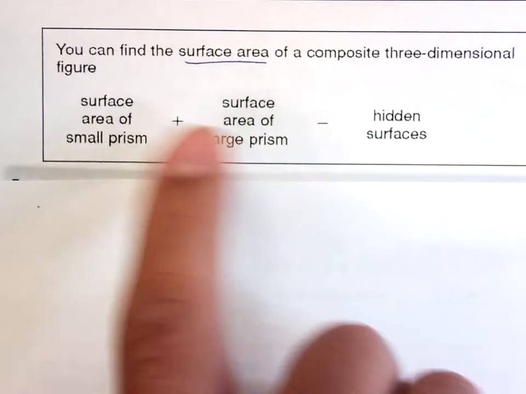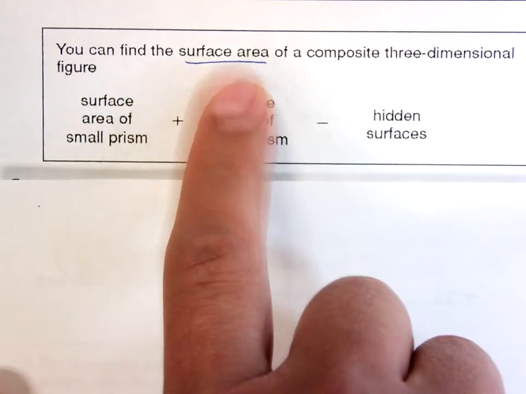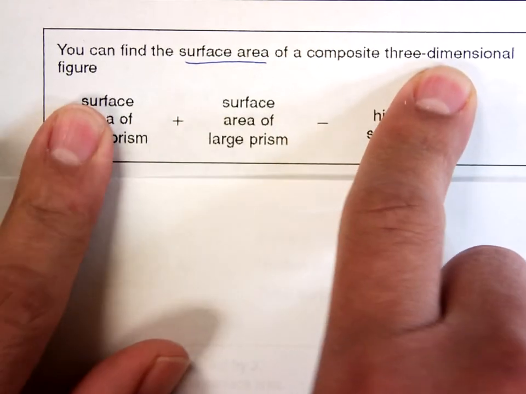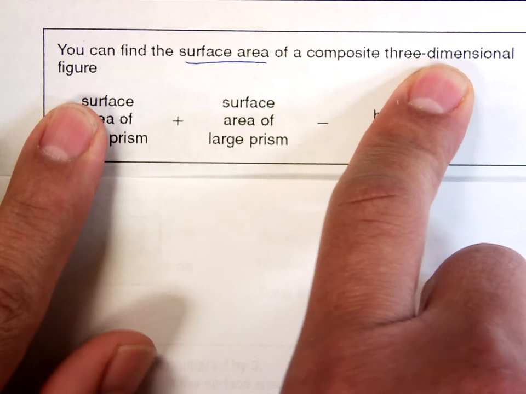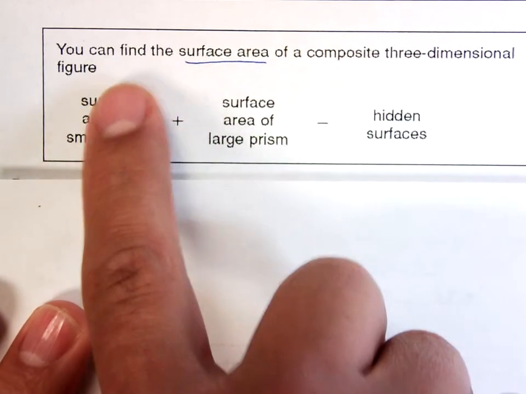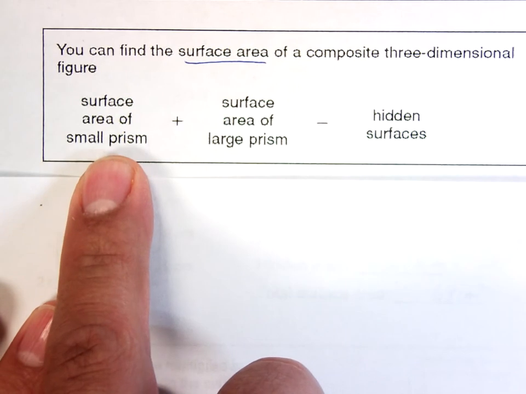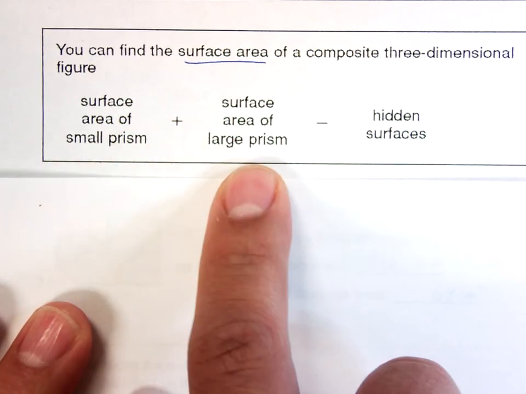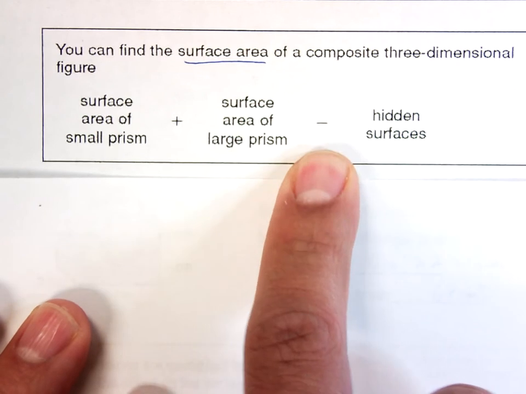Okay, so now we can find the surface area, again, it's focused surface area of a composite 3 dimensions. So we've done composite figures in 2 dimensions. Now we're going to do them in 3 dimensions. If I want the surface area of a composite 3-dimensional figure, I take the surface area of one of the prisms, add the surface area of the other prism, and then subtract the hidden surfaces.